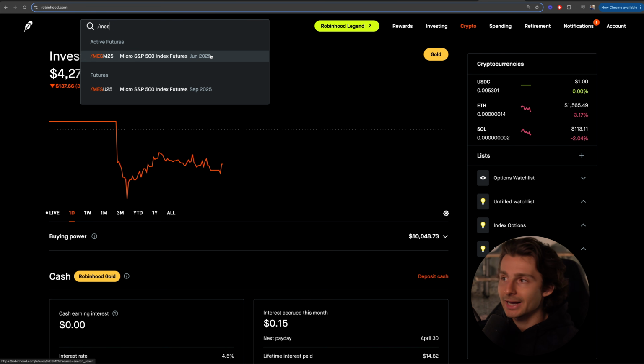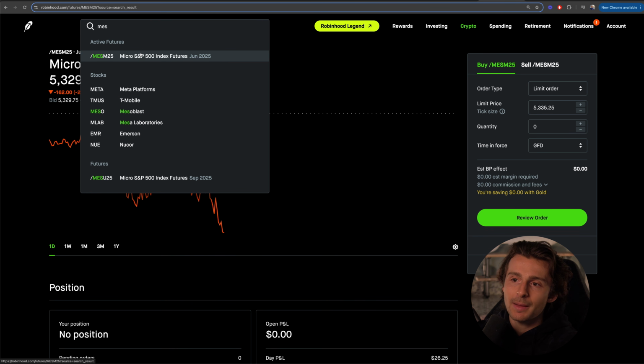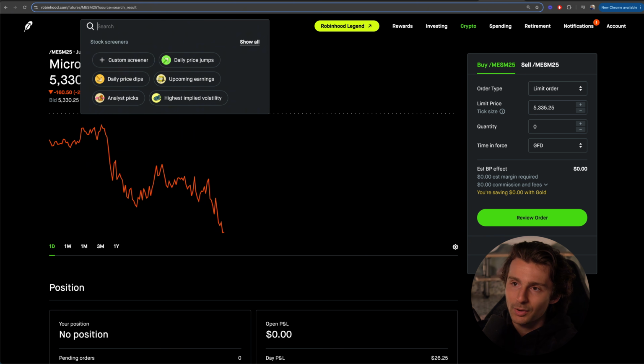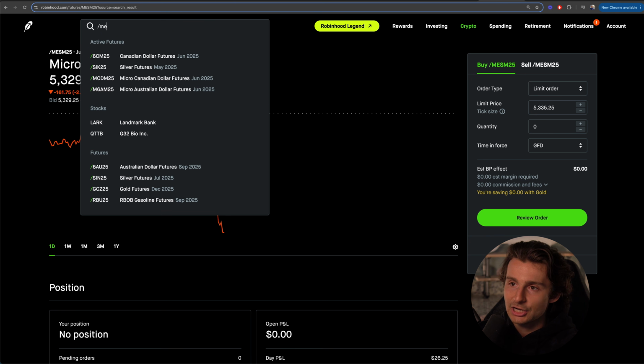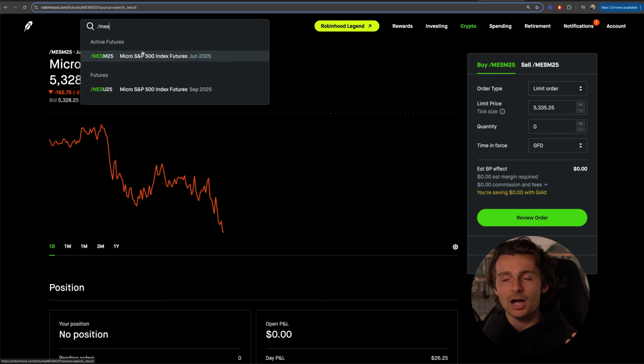The current contracts, I'm filming this in April, are June 2025, and then September. June is the closer one, so we'll trade that one in today's example, and I'll explain a little bit more about the expirations in a second. But if you don't type in the / and you just go MES, you'll see a bunch of things popping up, some stocks, some futures. You can still get there. Just understand that technically the way it's named, it's /MES, and that's going to get you on the right track and clear some of the other stuff that is not futures related.